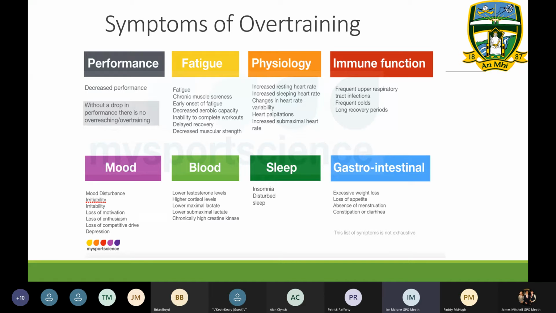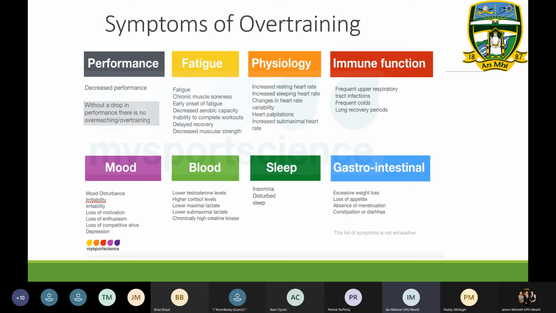And then fatigue, same thing again. If you're talking to your player and they're complaining about chronic soreness in their muscles, or they're starting to get tired very early in the game, they don't feel like they're able to do as much as they were maybe 2-3 weeks ago. They might not feel as strong, as powerful or as fast. That's something to look out for as well.